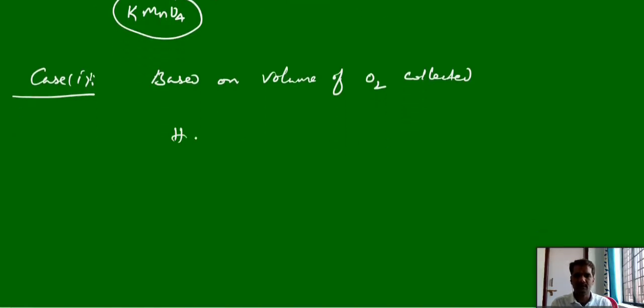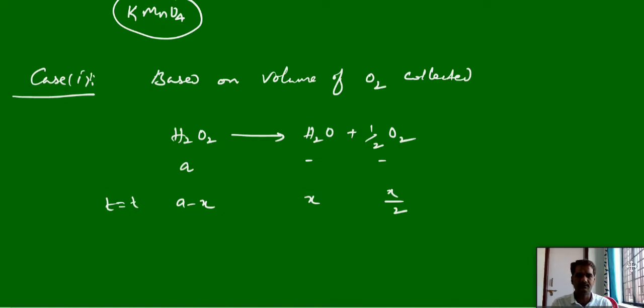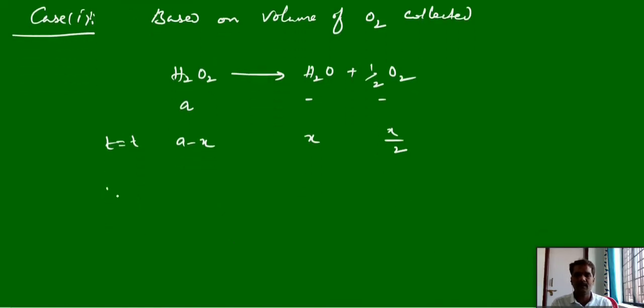Now see that reaction, hydrogen peroxide undergoing decomposition: H2O2 gives H2O plus O2. Let us assume the initial concentration is A, and here nothing. After some time t, H2O2 becomes A minus x, and x is formed, and here x by 2. And at time infinity, all the H2O2 will be consumed and there is no more H2O2; it is converted into water and oxygen.